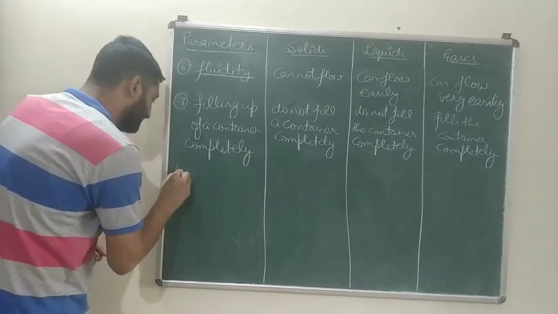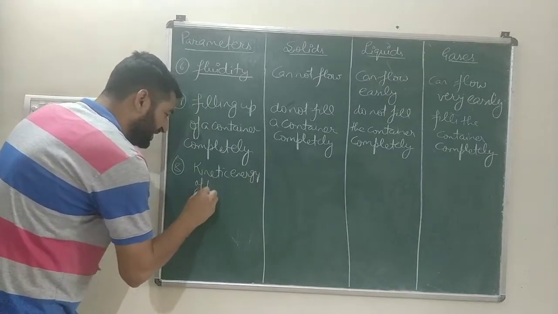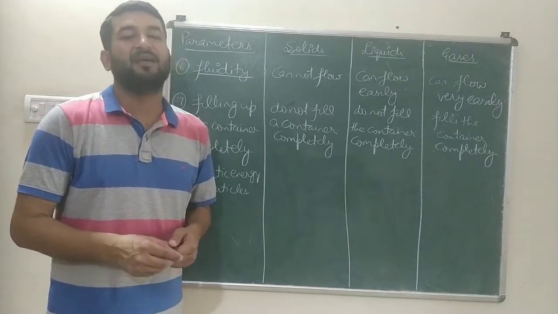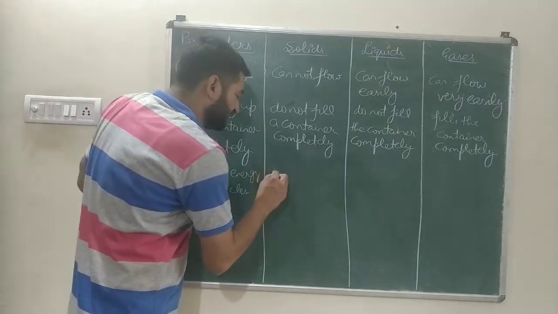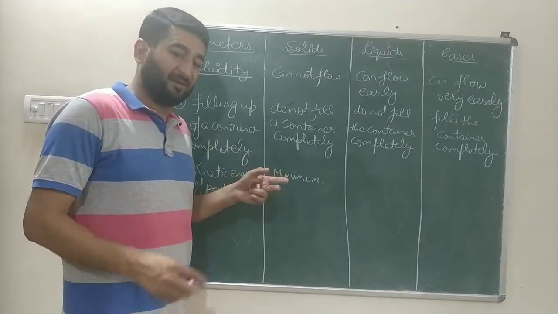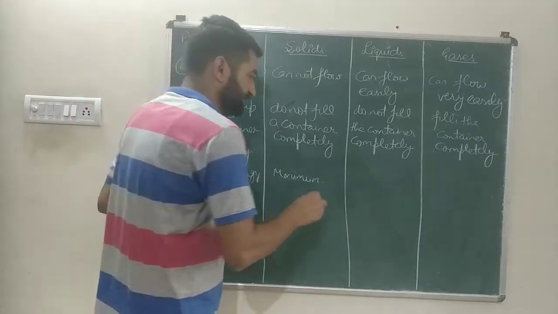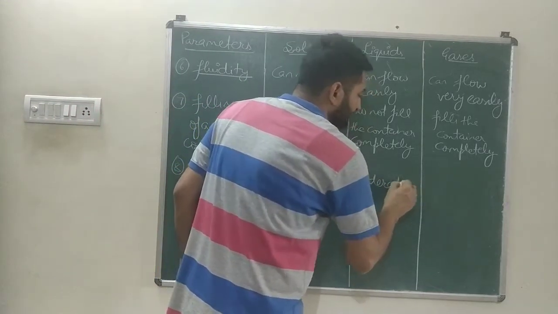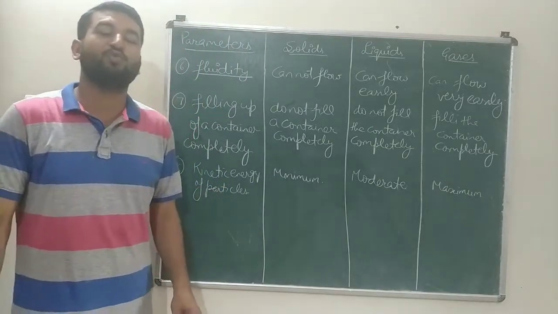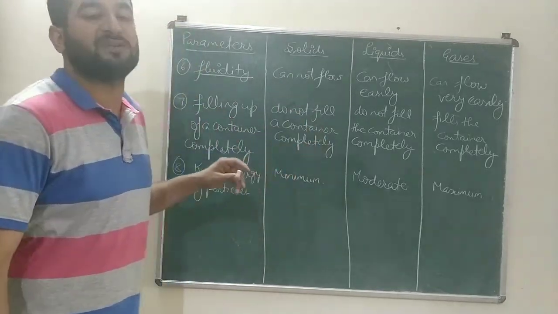Next parameter is kinetic energy of particles. Kinetic energy is the energy associated with the motion of an object. Solid particles' kinetic energy is minimum, as they do not have any interparticle space, so the particles cannot move here and there. So their kinetic energy is minimum. Liquids have a moderate kinetic energy and gases have maximum kinetic energy. The particles of gases move with the maximum amount of kinetic energy among all these three states.